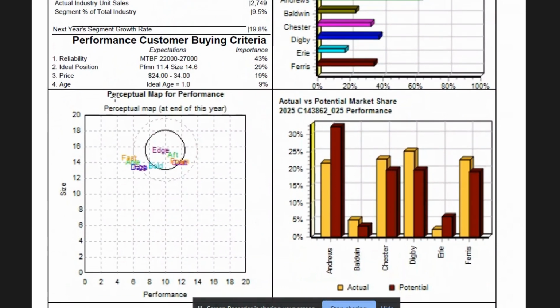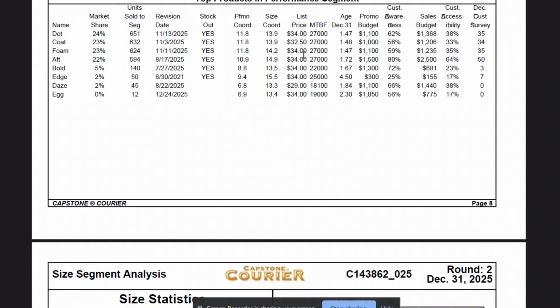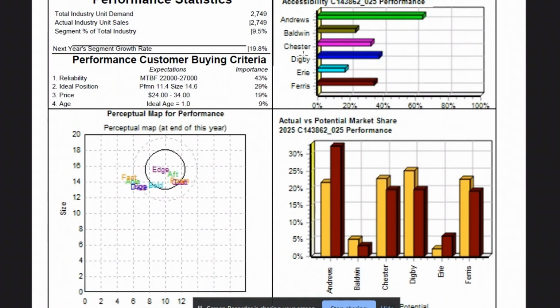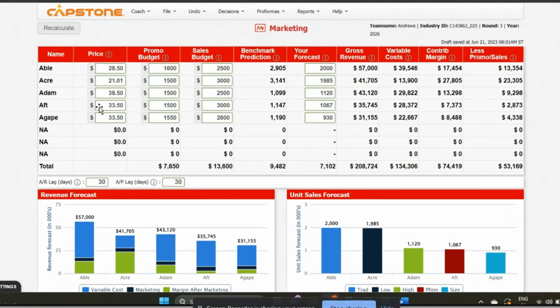Now let's go to the next segment, which is our performance segment. Here you can see that the price is the third importance that they have given, which is, you can say, yes, it is necessary to consider it. So here their range is 24 to 34. Go and see the competitors, how much they've kept it. They've kept it at 34, 32, and so on. And you had kept it at 34 last time, so definitely you need to decrease it at least by 50. So go ahead and make it 33.50.